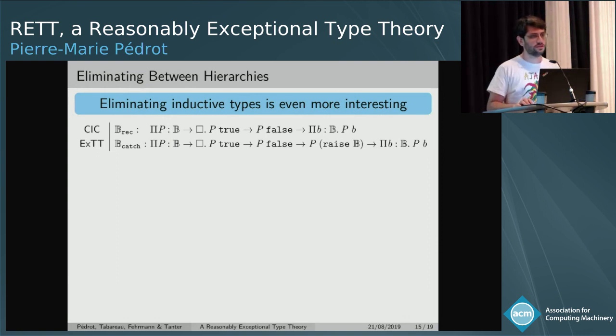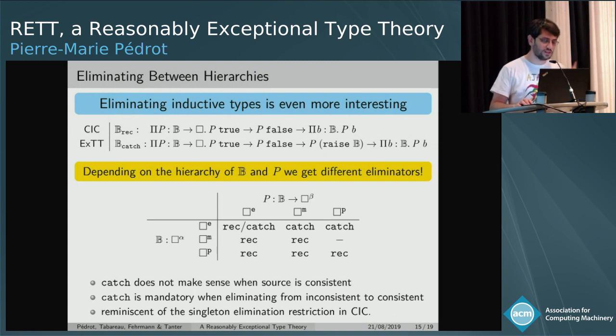The even more interesting thing that happens is the elimination of inductive types. So in CIC you have recursors, and in XCT you have a catch. Now we have the inductive types living in one hierarchy and the predicate in another hierarchy. And then, depending on the precise couple you take, you get a different possibility of doing something. So the diagonal is just the isolation, so it's not very important.